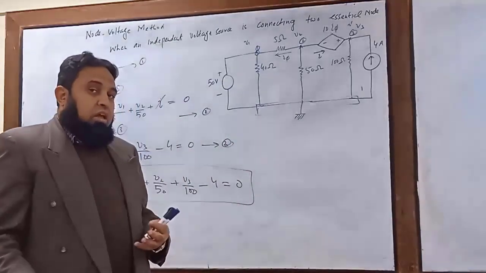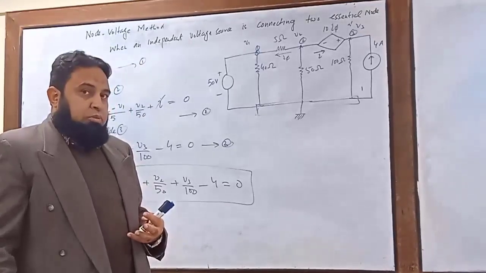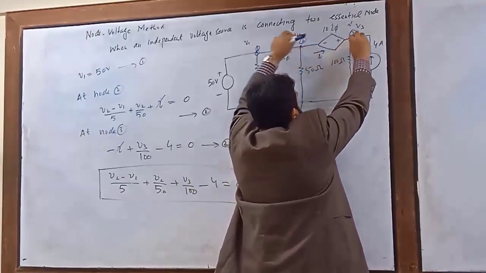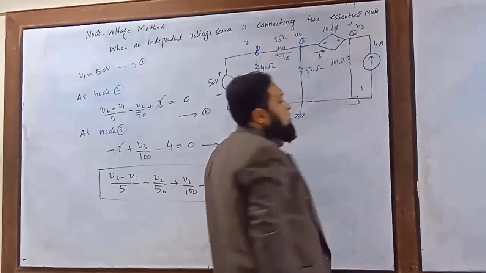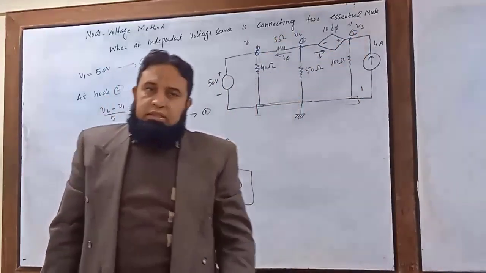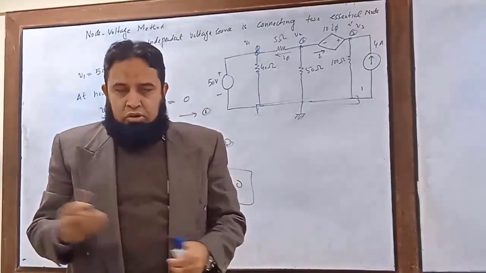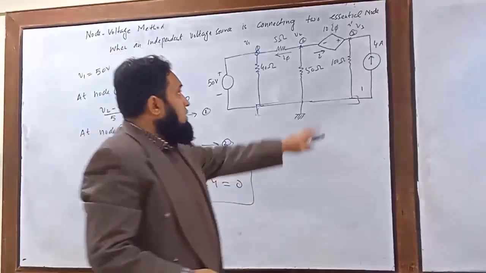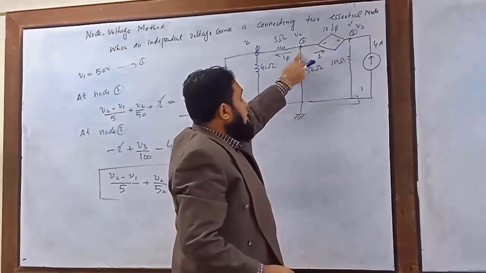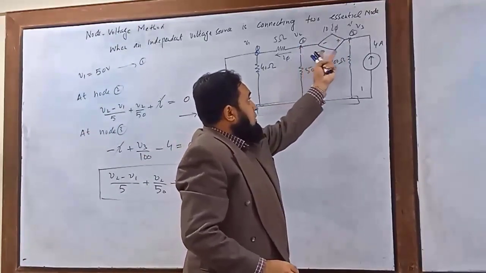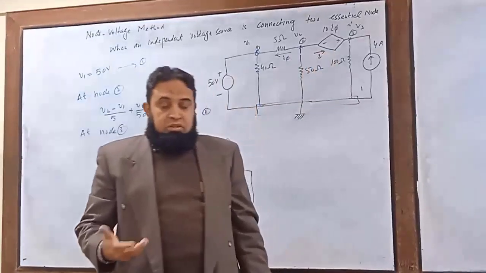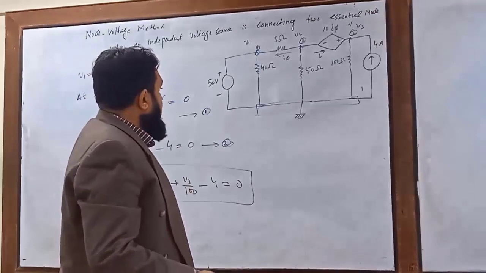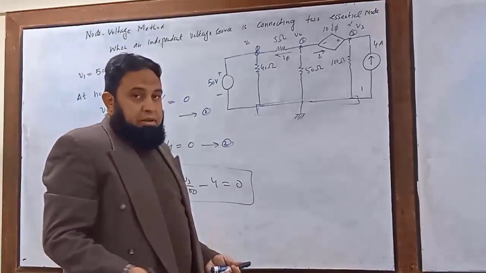So we will be using this concept of a supernode when a voltage source is there between two essential nodes, and neither node is necessarily serving as a reference node. So here, this is not a reference node, this is not a reference node, but there is a voltage source between the two nodes. So what will happen?